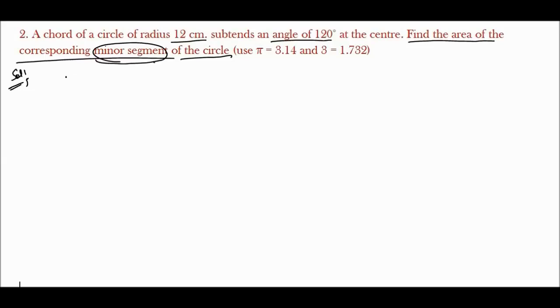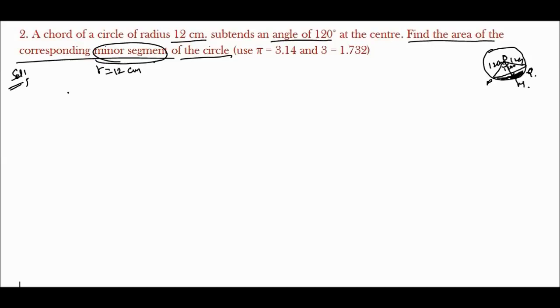Start with the solution. Radius of the circle r is equal to how much? 12 centimeters. So the diagram will come like this. This is 120 degrees and the radius given is 12 centimeters and 12 centimeters. This is a minor segment, we need to find this only. This is the total area of sector PQ, think that. This is M, this side is O.